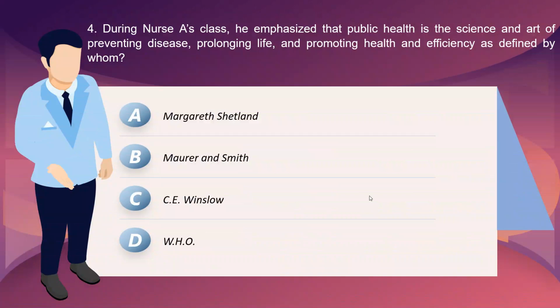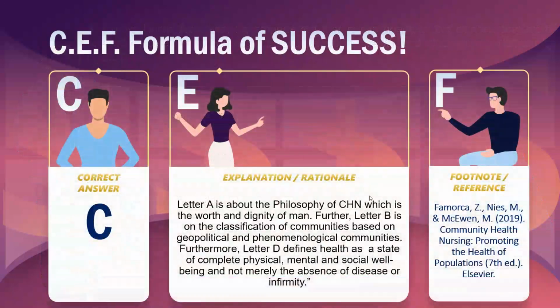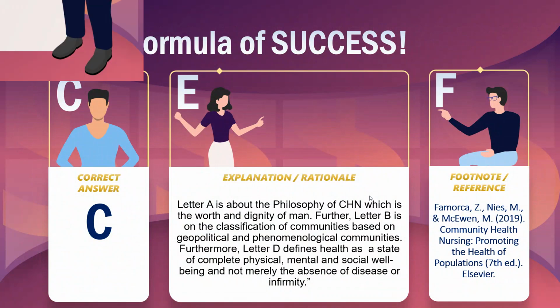Winslow. So when I say letter A, Margaret Shetland is focused on the philosophy of community health nursing, which is focused on the worth and dignity of man. And of course, letter B is focused on the classification of communities based on geopolitical and phenomenological communities. And lastly, letter D defines health as a state of complete physical, mental, and social well-being, and not merely the absence of disease or infirmity. So the answer is letter C.